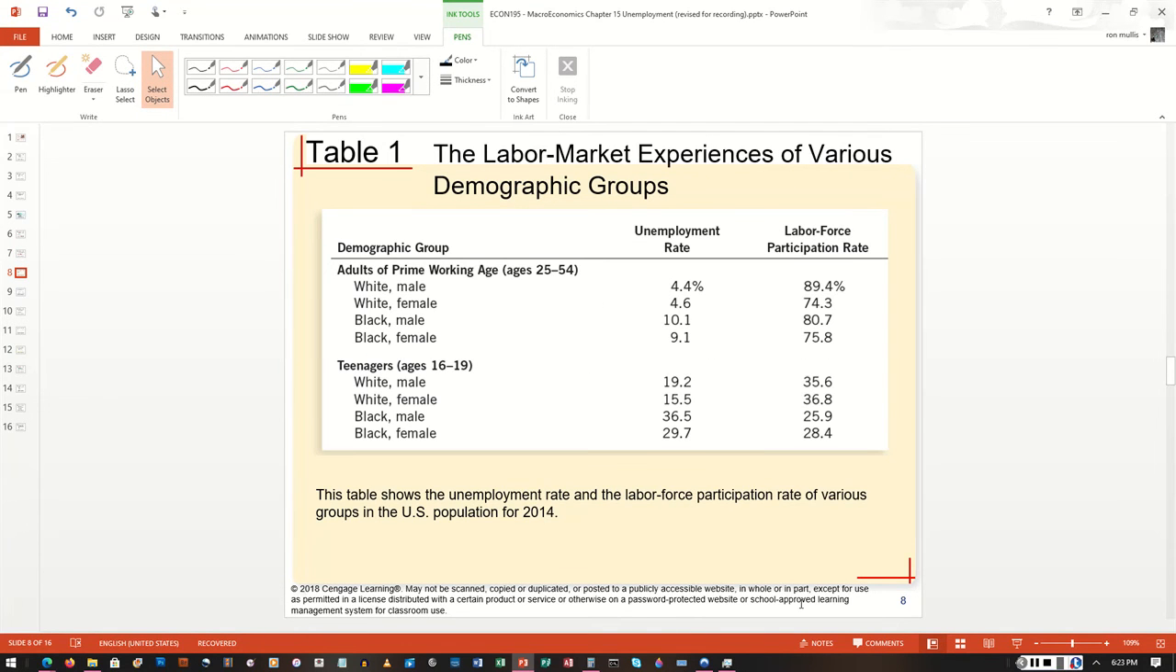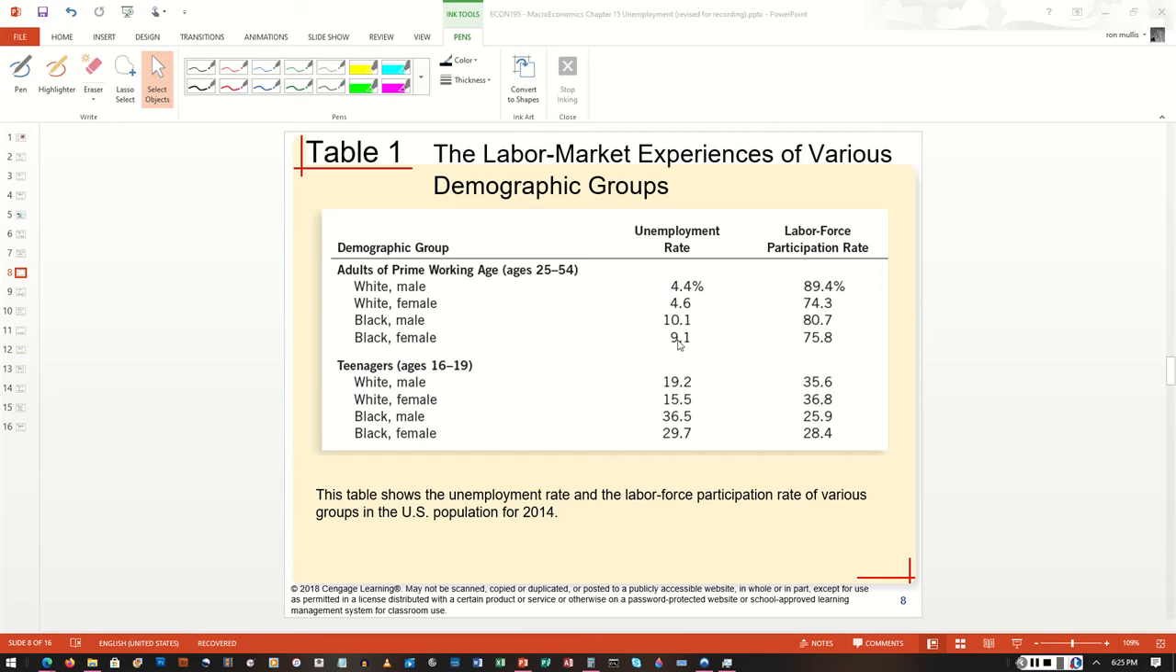So looking at this table here, this is the labor market of various demographic groups. As you can see, it's broken down by gender and by race, and it basically has white or black. And then it's broken down by age groups as well. So you can see the white male ages 25 to 54, their unemployment rate was 4.4%, and this was taken from figures from 2014, and then the labor force participation rate was 89.4. You compare that with all of the other adult groups, you see they have the highest level of labor participation rate and the lowest unemployment rate.